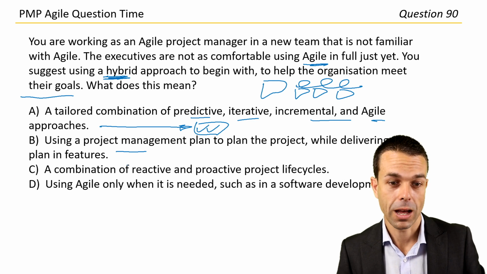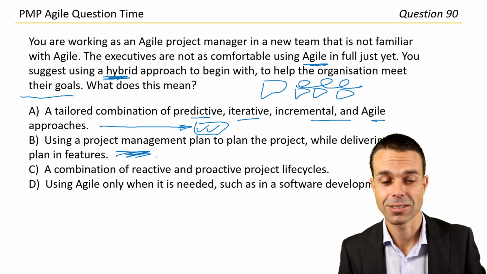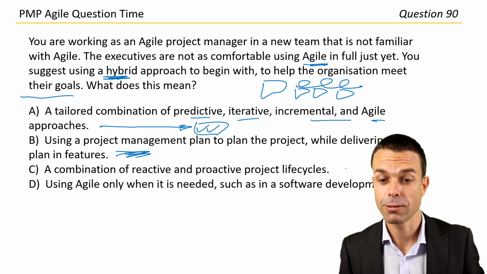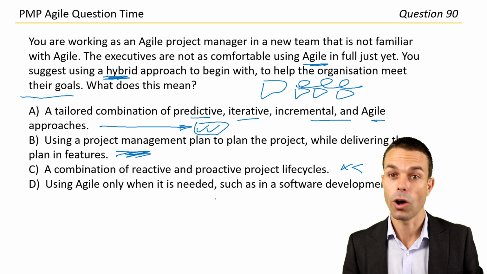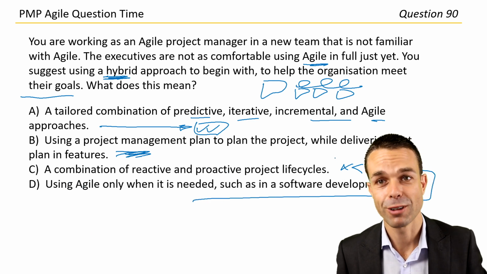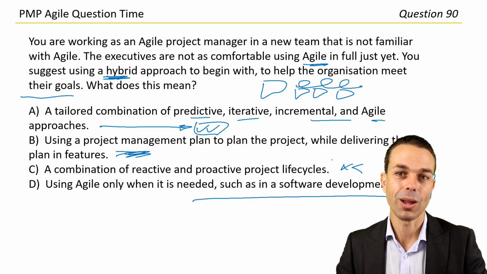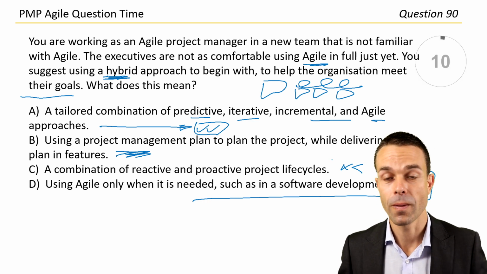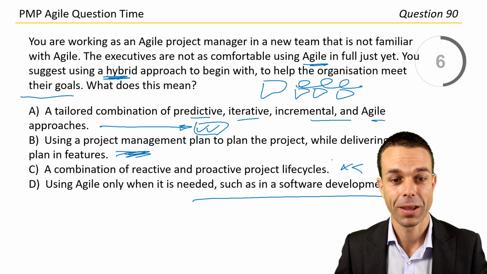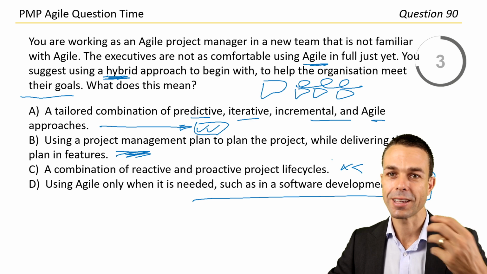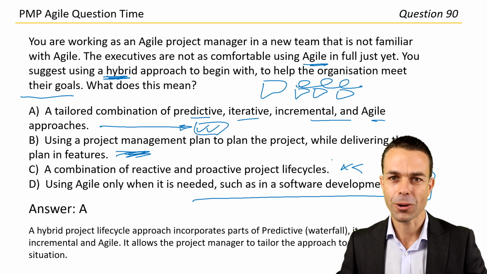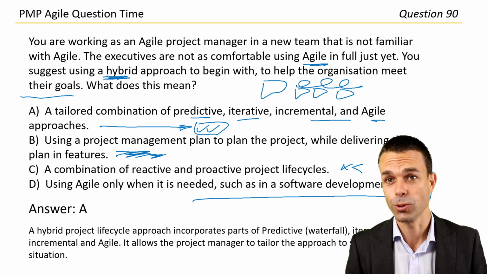Well, I mean, look, that's actually not bad either. So that sort of describes what we were just saying. A combination of reactive and proactive? No. And using Agile only when it's needed, such as in a software development team. It's not just in software development that we can use Agile. The principles apply to every project management scenario where we need to deliver in features and get feedback on our work. So for this one, if we're going again with the strict definition, let's go with answer A and see how we go. All right, even though B was quite good as well.